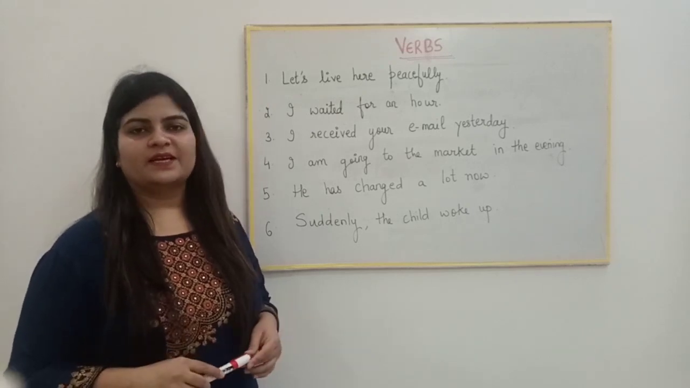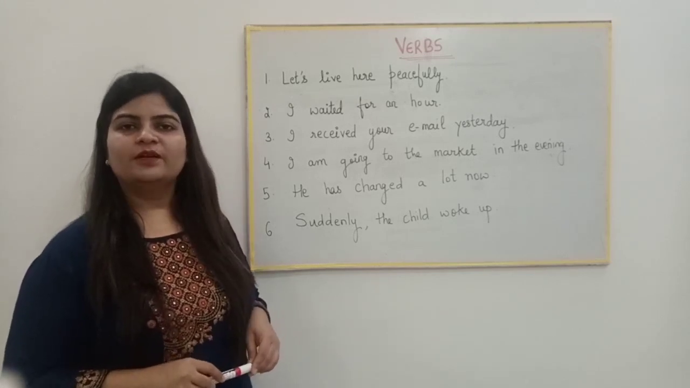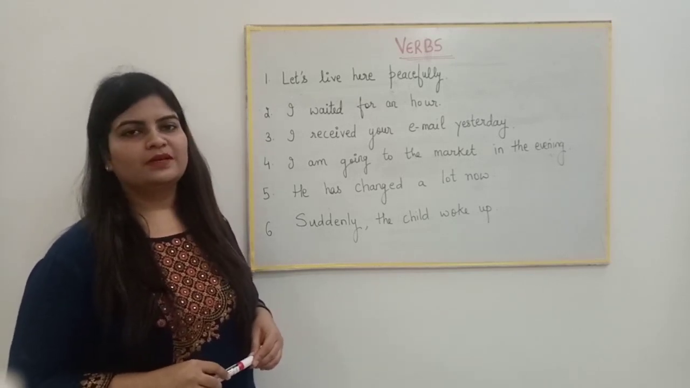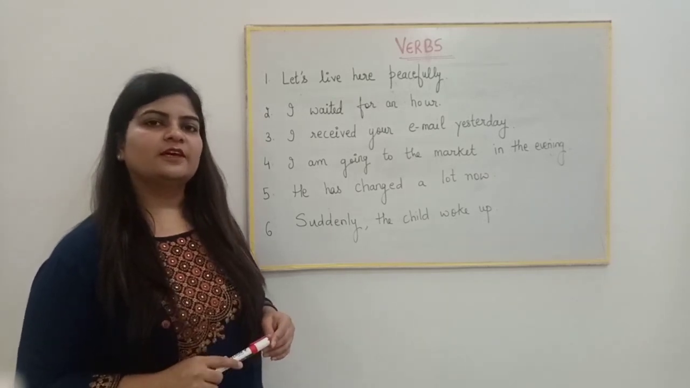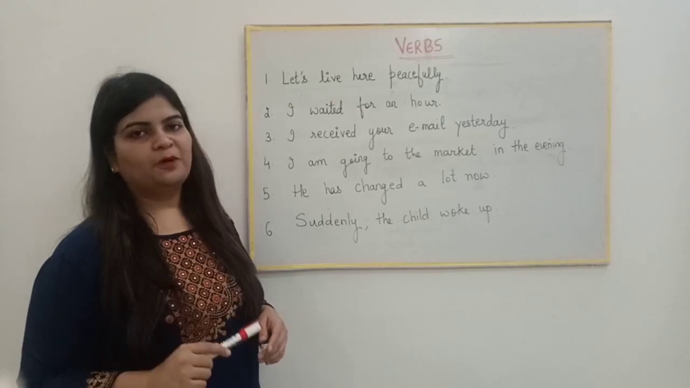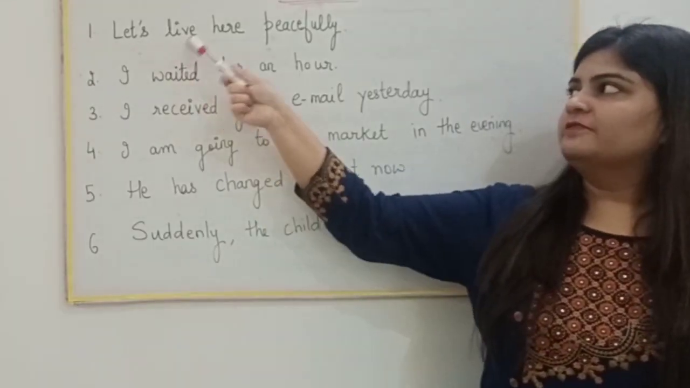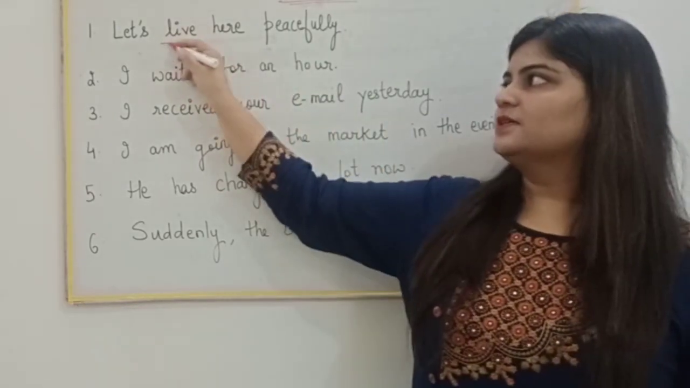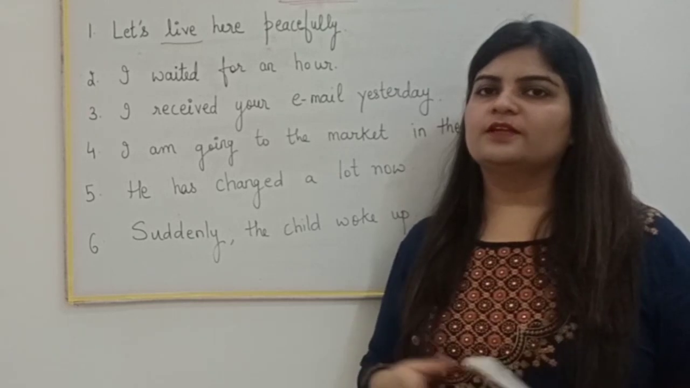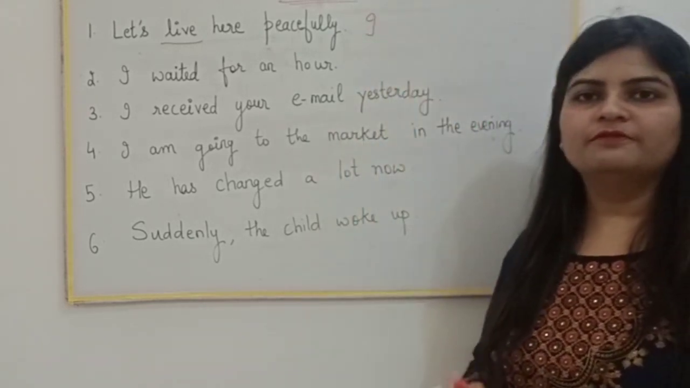Now let's understand it. The question was, you have to identify which kind of verb has been mentioned. Is it transitive or intransitive? If it is transitive, then we have to circle the object. So let's look at the first sentence: let's live here peacefully. What is the verb here? The verb is live. And there is no object mentioned, so it is an intransitive verb.